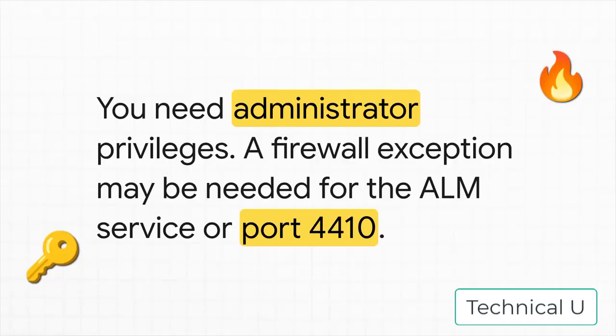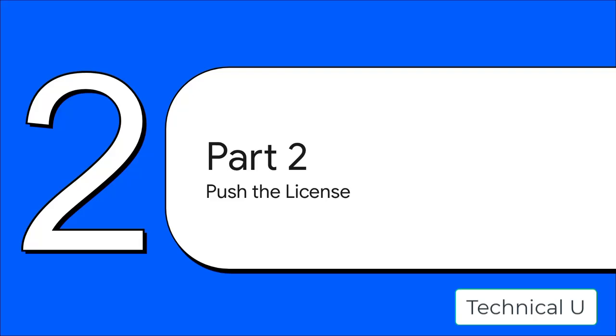Now, a quick but really important note here. You're probably going to need administrator privileges to make this change, and you might also hit a firewall snag. So you'll want to make sure the Windows firewall on that DCS machine has an exception for the Automation License Manager service, or if you want to get specific, for TCP port 4410. That'll let the connection through. All right. The DCS computer is now primed and ready to receive. So let's switch gears and head back over to the Office PC for part 2.